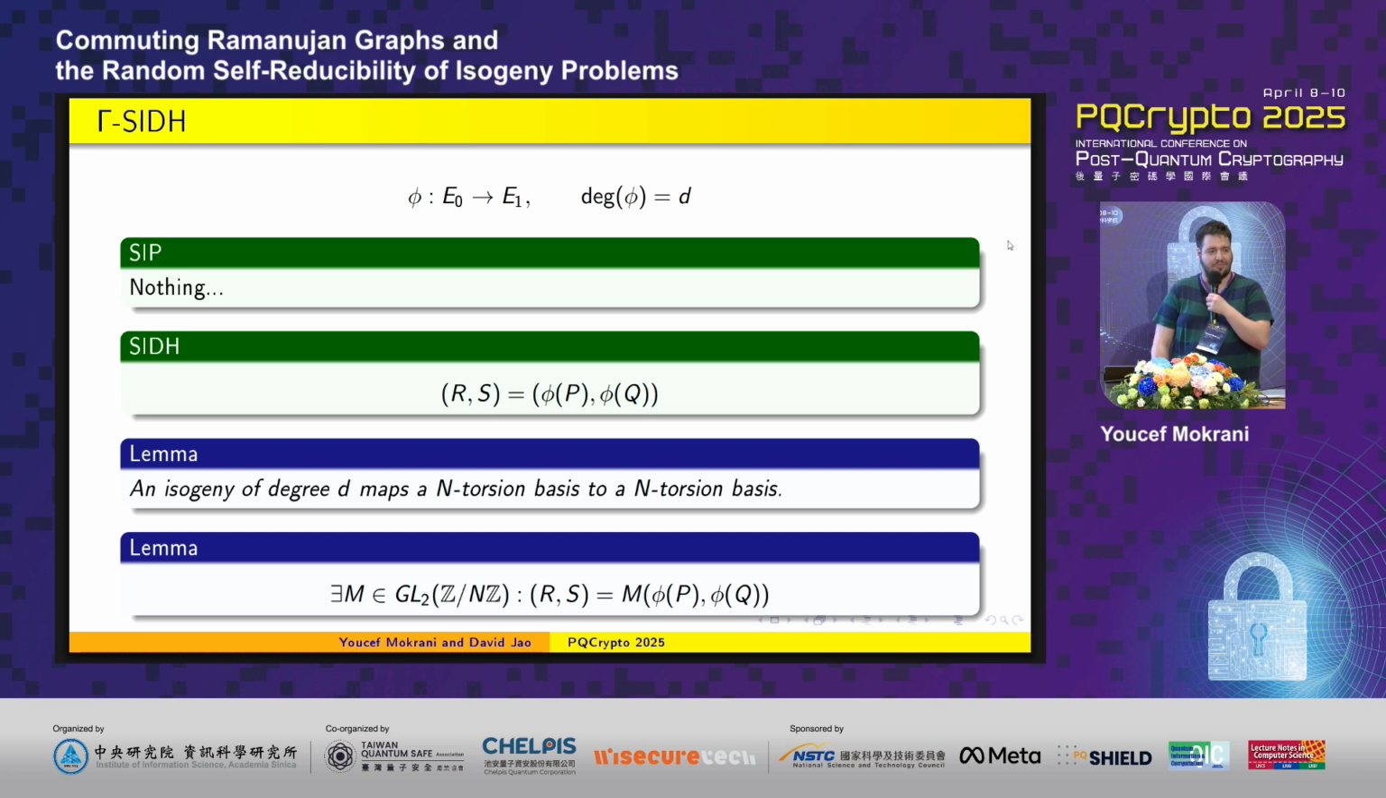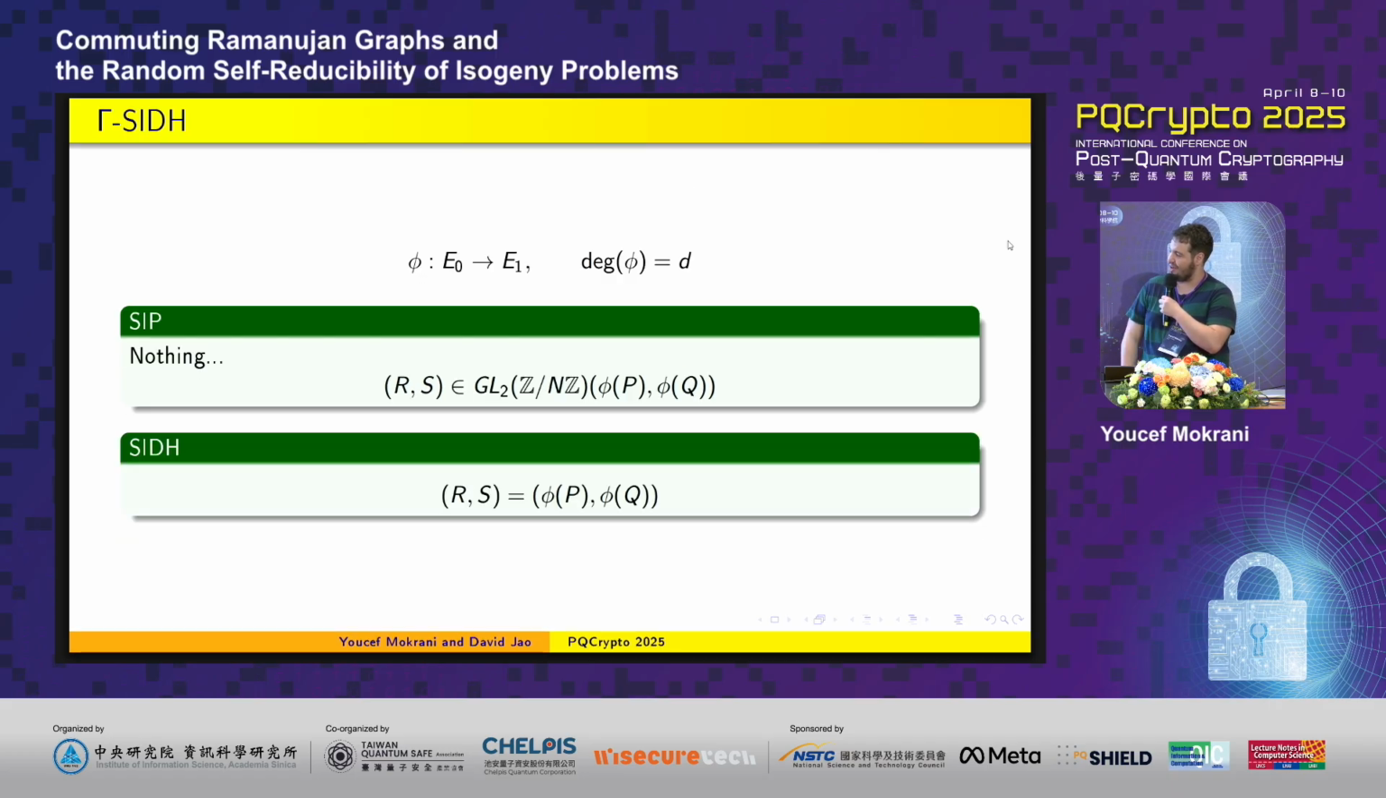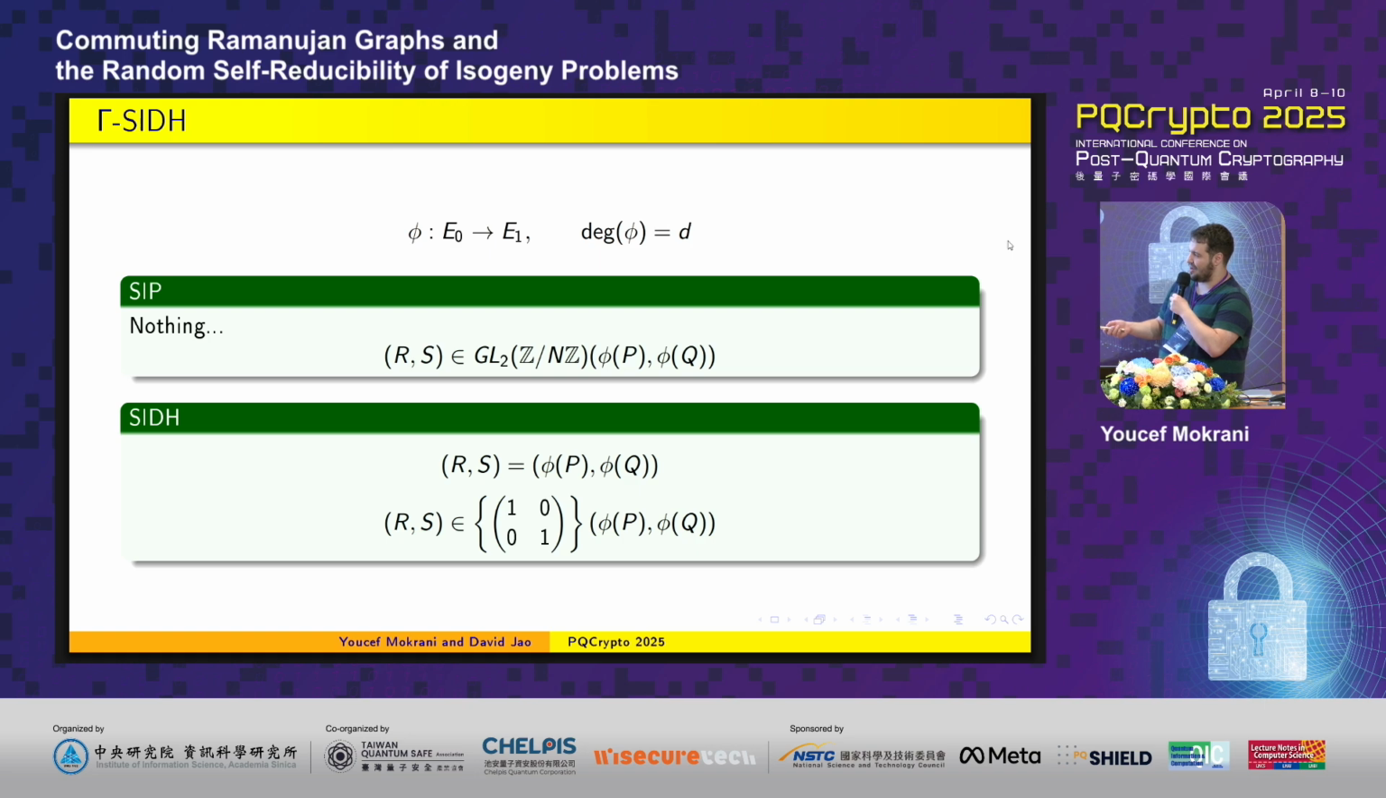Which means that if you just take some random basis on your image curve, there will be some invertible matrix that will map the correct mapping to your randomly chosen points, which means that we can rewrite the generic isogeny problem as giving away 2 points that are the correct mapping times some invertible matrix, and we can rewrite SIDH to have this same structure by forcing the matrix to just be the identity.